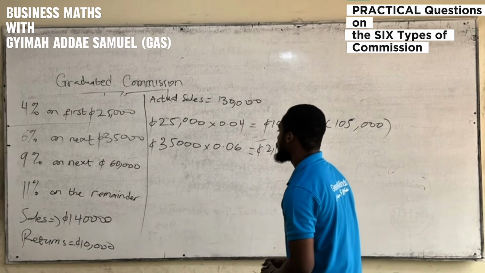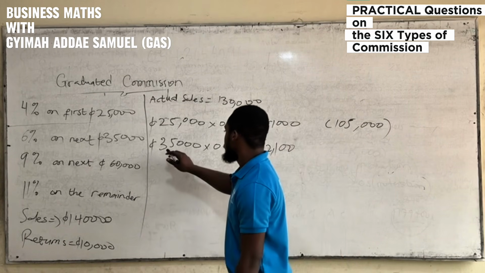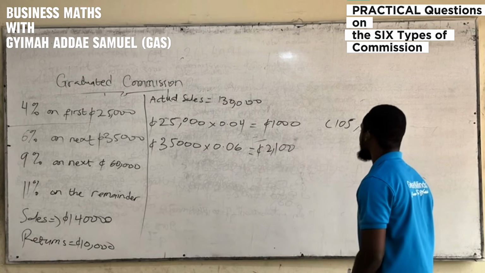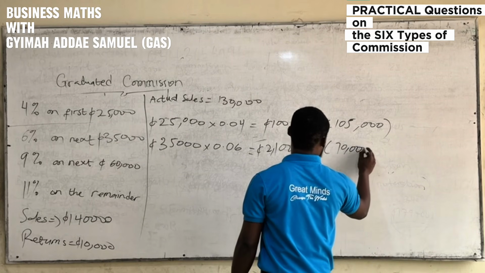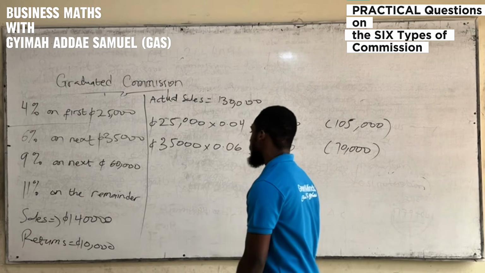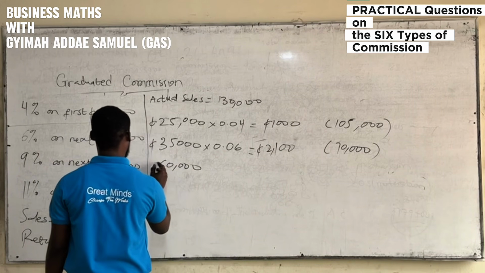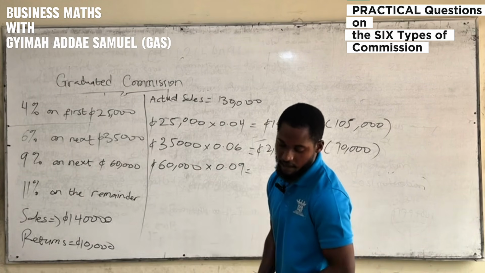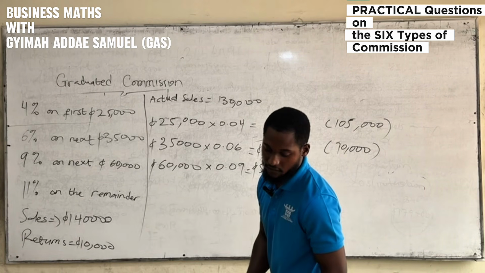So now we have 9% on next 60,000. How will we know that we are eligible to find 9% on next 60,000? We would have to subtract 35,000 here from 105,000. And when we do so, we are getting 70,000 Ghana cedis, and 70,000 Ghana cedis exceeds 60,000 Ghana cedis, so we can find 9% of it. So finding 9% of it, we get 5,400 Ghana cedis.